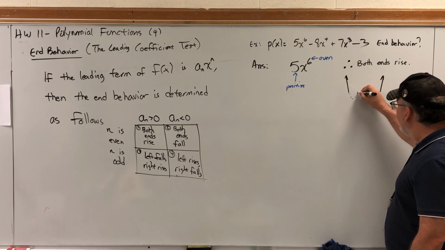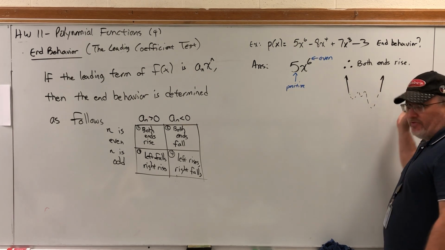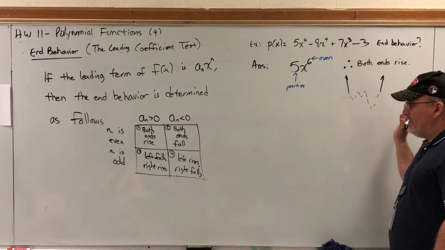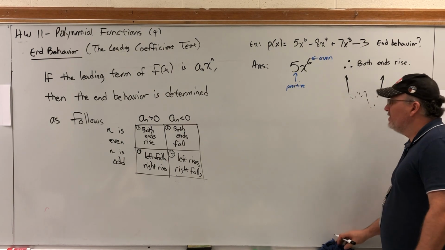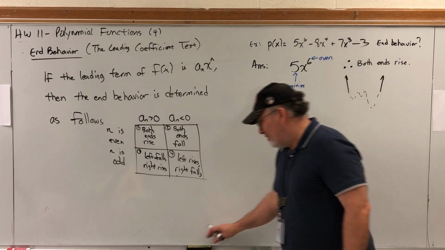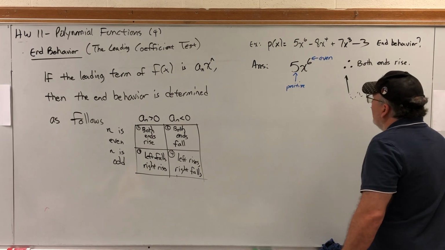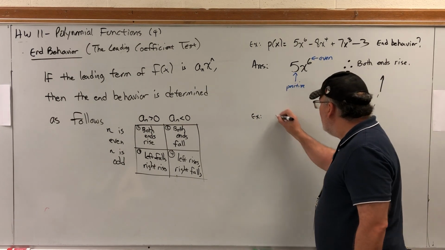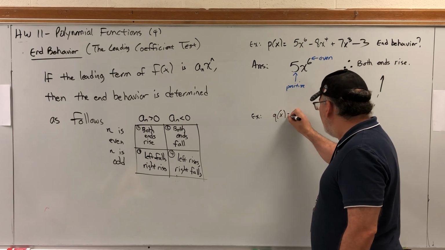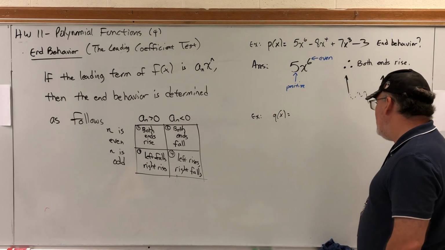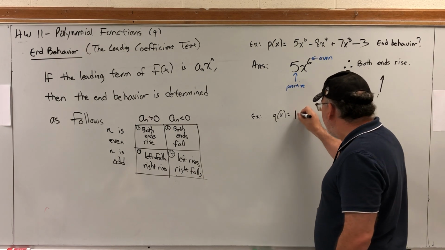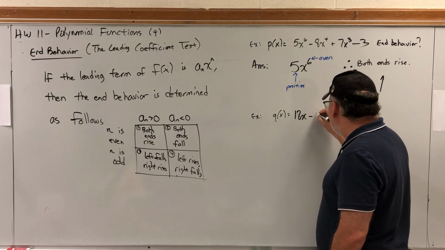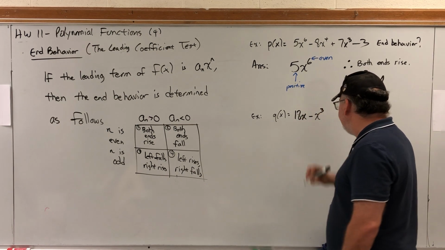Now, what would happen in the middle? We don't know that yet. That's the middle behavior. This is the end behavior. We'll analyze the middle behavior in a moment. Let's take a look at another one. Warning, I'm going to try to trick you. We'll call this one q of x. And let's put up here, let's put 18x minus x to the 3rd power.